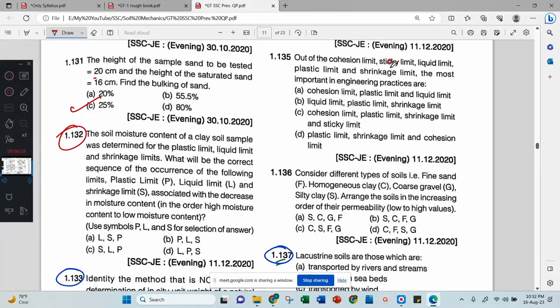Out of the cohesion limit, sticky limit, liquid limit, plastic limit, shrinkage limit, the most important in engineering practice are? We don't have anything called cohesion limit, we don't have anything called sticky limit; liquid limit we have, plastic limit we have, shrinkage limit we have. Cohesion limit, plastic limit, liquid limit wrong. Liquid limit, plastic limit, shrinkage limit right. Cohesion limit, plastic limit, shrinkage limit, sticky limit wrong. Plastic limit, shrinkage limit, cohesion limit wrong. B is the correct answer.